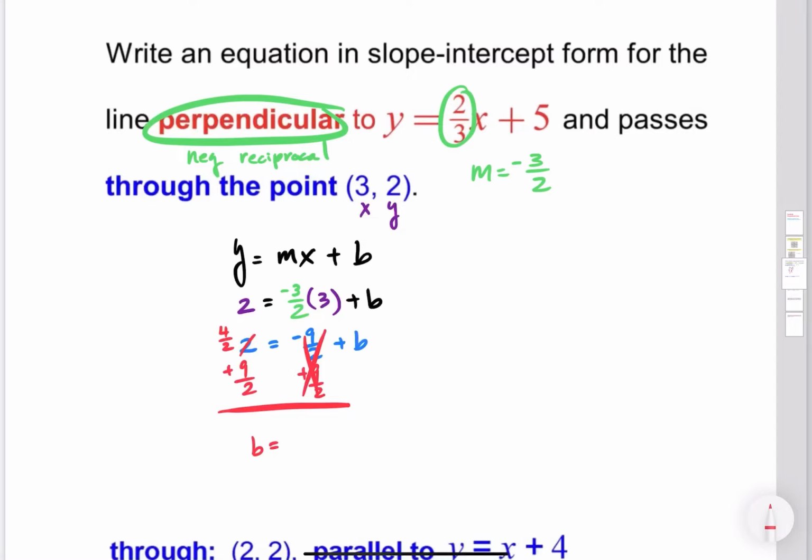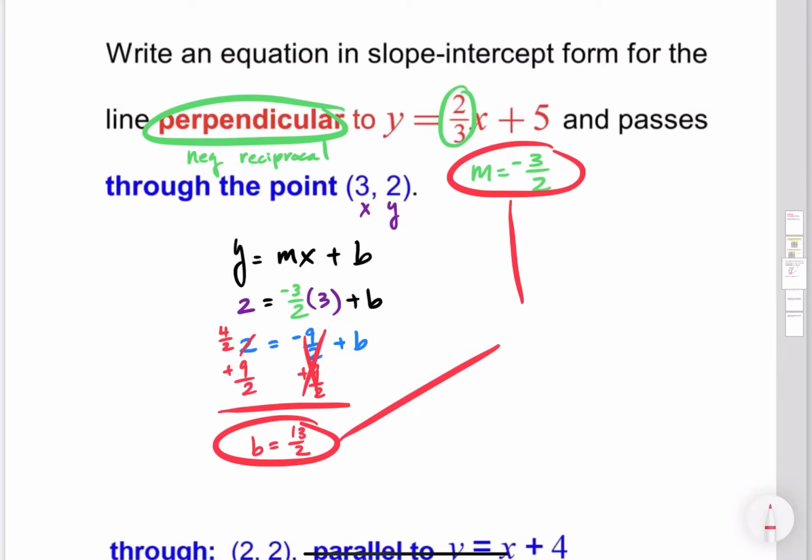So b is equal to, well, 4 plus 9 is 13. So b is equal to 13/2. Now that I have this b, which is my y-intercept, and I have my slope, I'm going to take both of these and write out my equation. y is equal to -3/2 x plus 13/2.